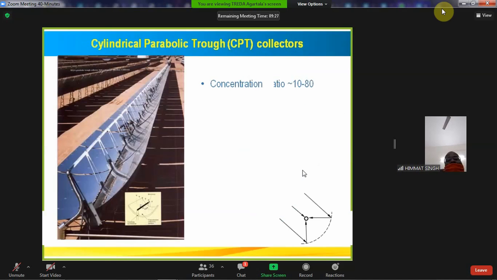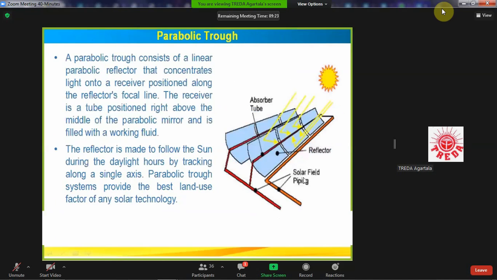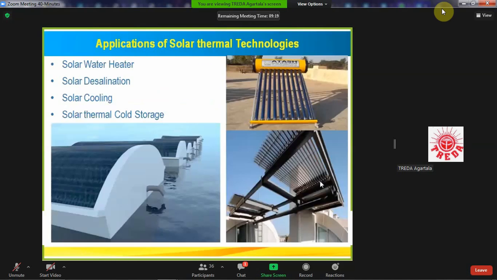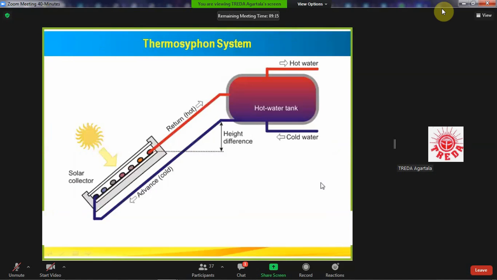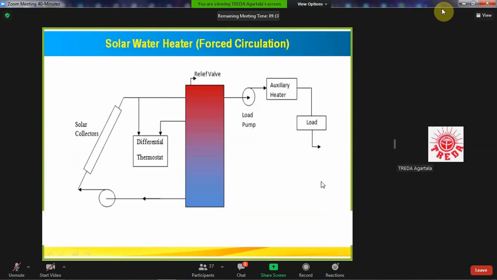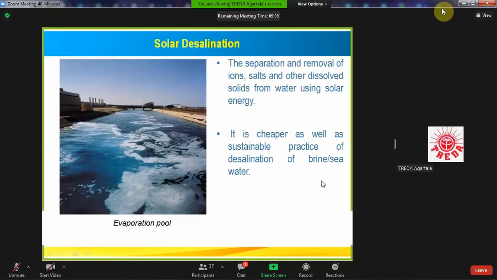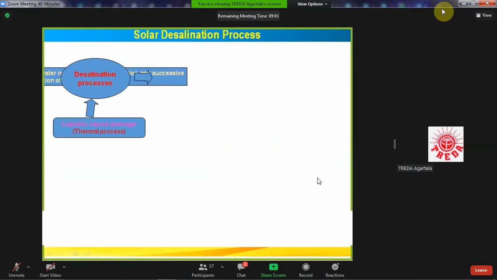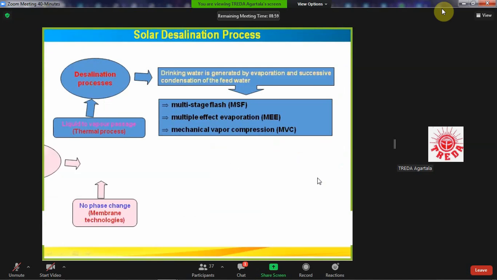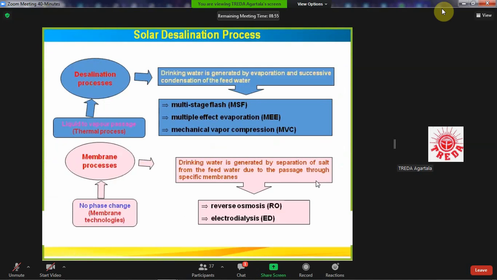There is cylindrical parabolic, and there are so many types of this collector. But what is commonly used in the renewable energy system is the flat plate collector or the evacuated pipe collector. These two types are mainly used for industrial purposes as well as domestic purposes.